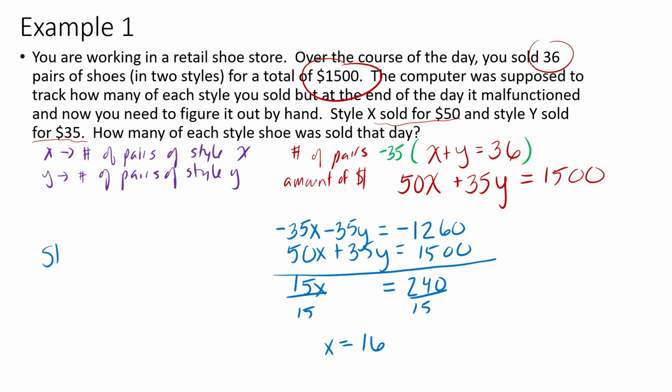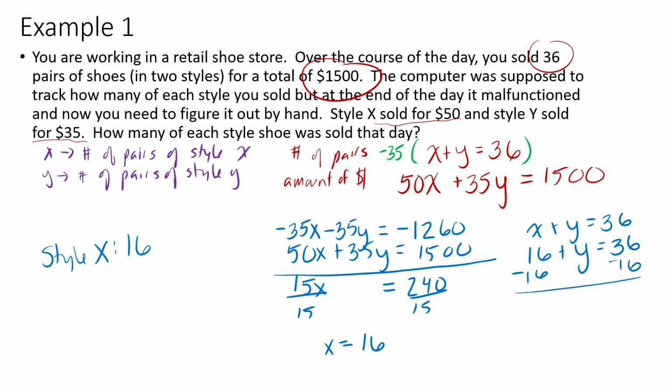So it looks like style X, we sold 16 of those. And then probably the easiest way to figure out what y is to use x plus y is equal to 36. We now know that we sold 16 of style X. So we'll subtract 16 from both sides, and we sold 20 of style Y.